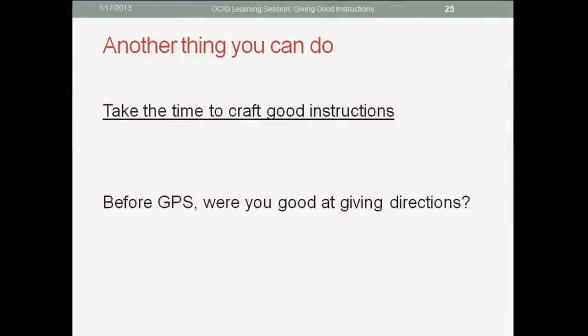Now again, according to Stan, we're measuring this as output. That's right. Did the people get to the house, or did they call you up and say, I'm sort of in the area, but I can't find the street? Okay. It used to be a test of how much information you could give.